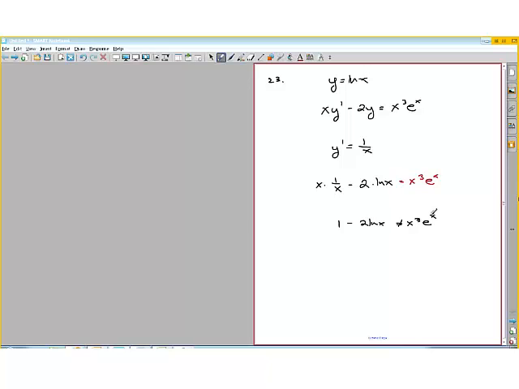And therefore, since this is not an equality, y equals the natural log of x is not a solution to the differential equation.